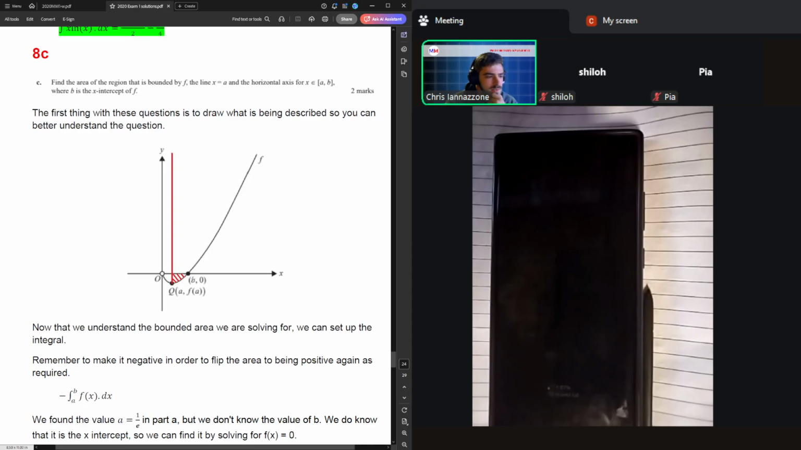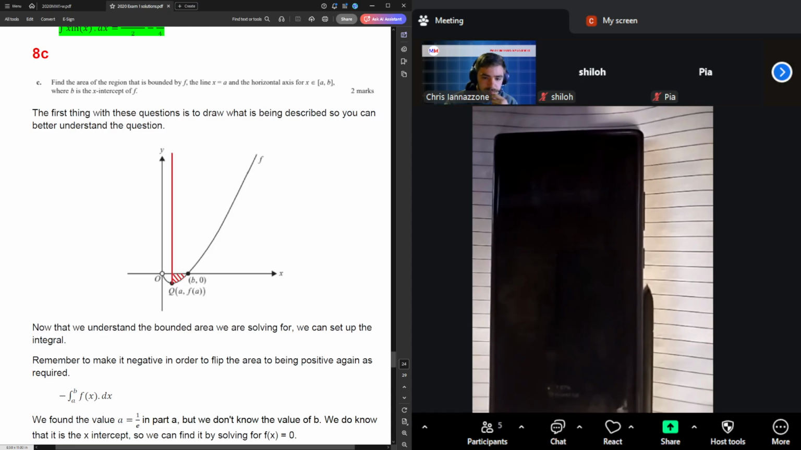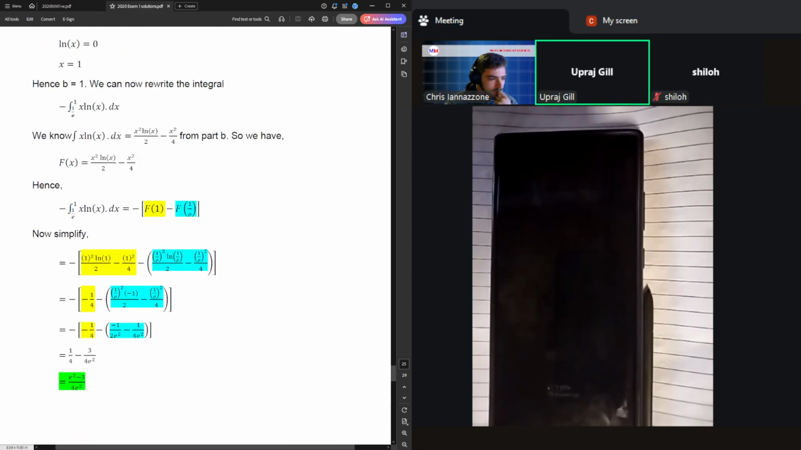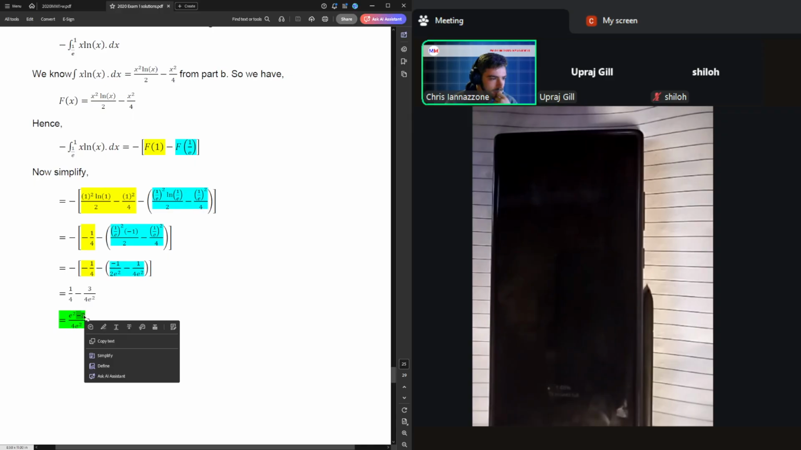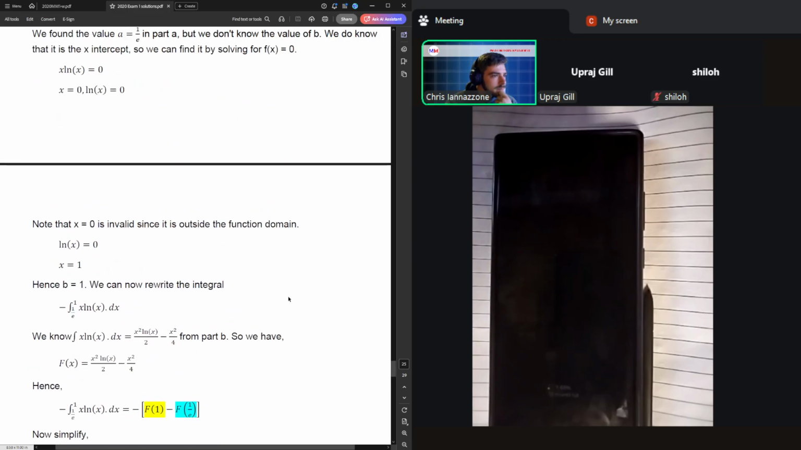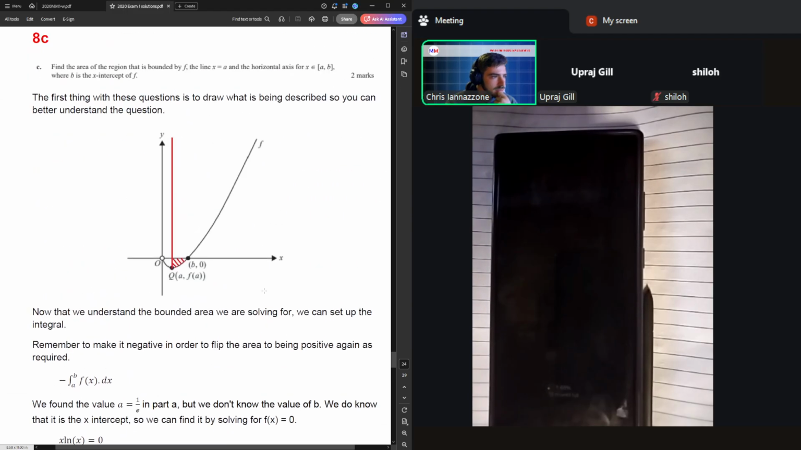So, some key takeaways so far. We found earlier that the value of a was 1 over e, or e to the minus 1, however you want to do it. Chris, oh yeah, is the answer 1 on 4 minus 3 on 4e squared? 1 on 4 minus 3 on 4e squared. Yeah, oh right, it's right there. That is correct. Yeah, that is correct.